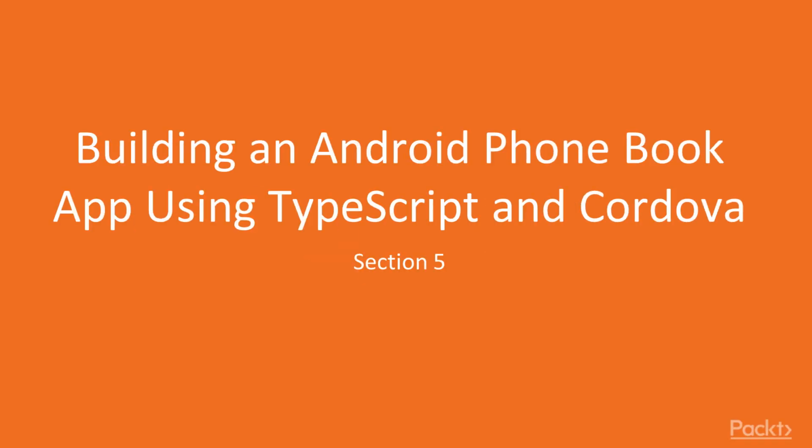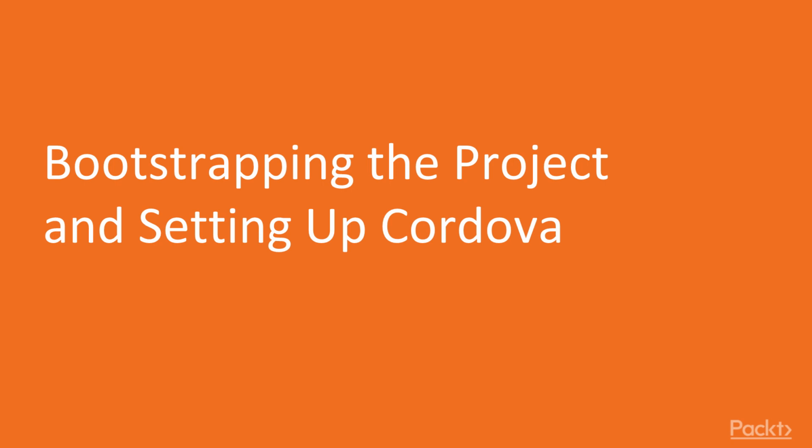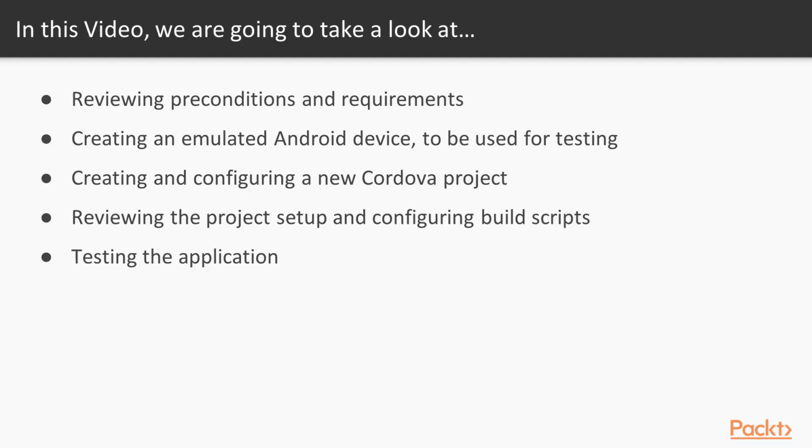Section 5. Building an Android phonebook application using TypeScript and Cordova. Overview: bootstrapping the project and setting up Cordova. In this video, we will review preconditions and requirements, create an emulated Android device to use for testing, create and configure a new Cordova project, review the project setup and configure build scripts, and finally, test the application.